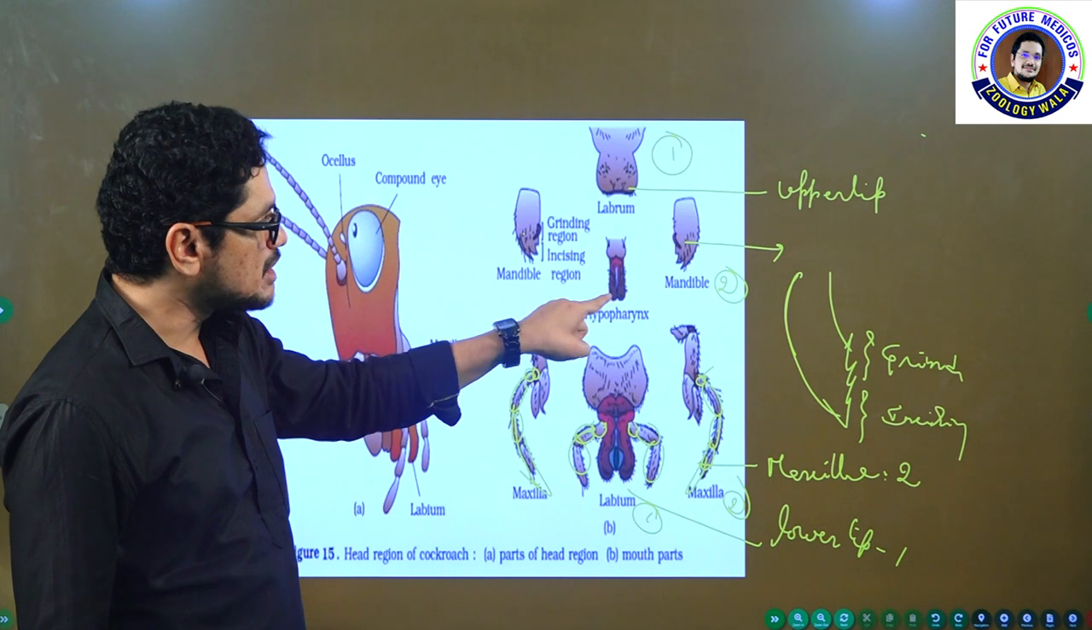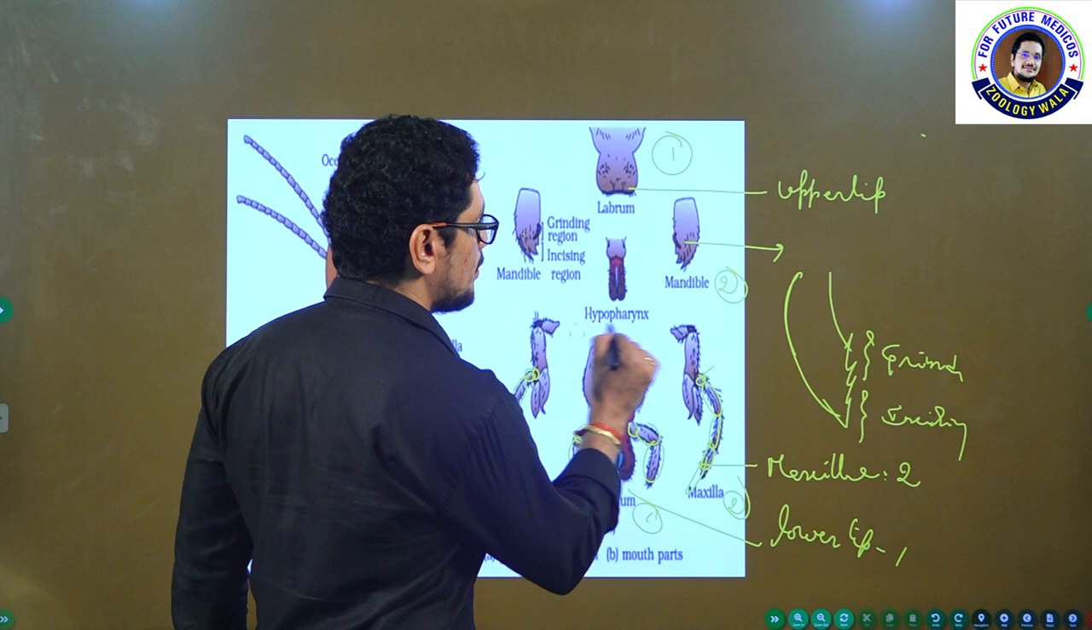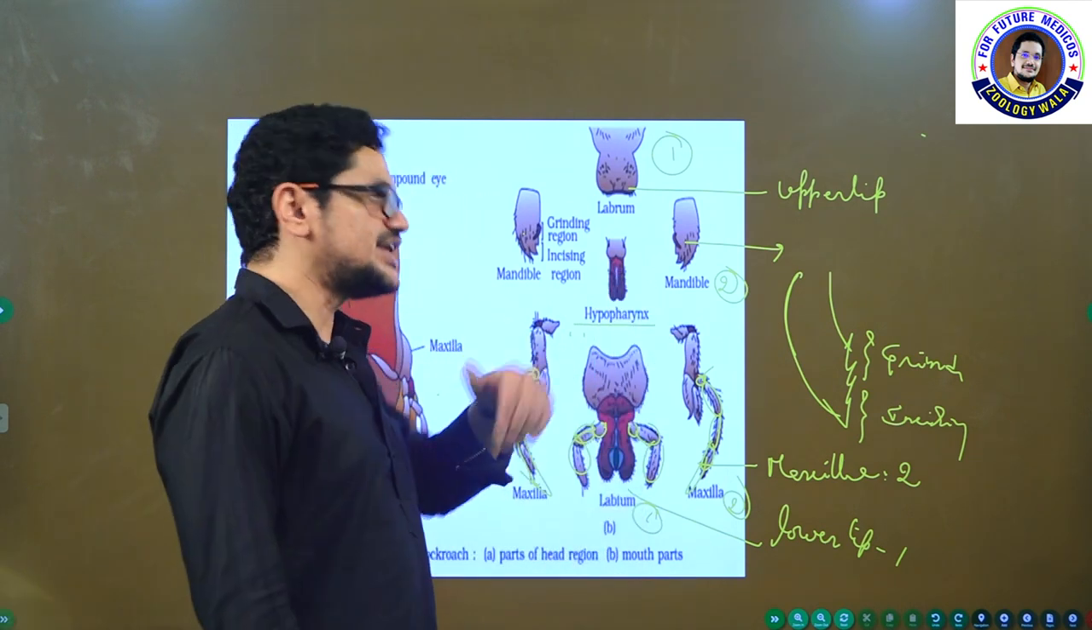And who is this gentleman present in the middle? Something like the tongue of a human being, hypopharynx, H-Y-P-O-P-H-A-R-Y-N-X, which is also a chitinized structure.